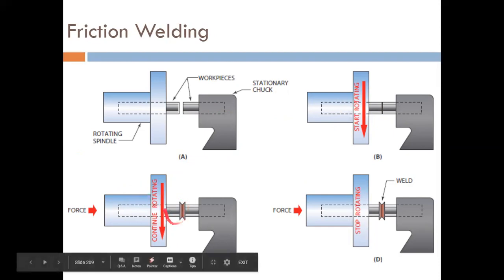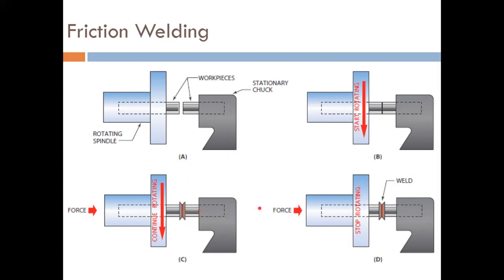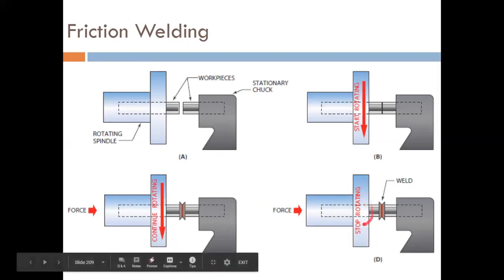So at this region high heat is produced and because of the force they will come together, staying in contact with more force and high heat produced. After some time rotation is stopped and due to this force the weld is produced.